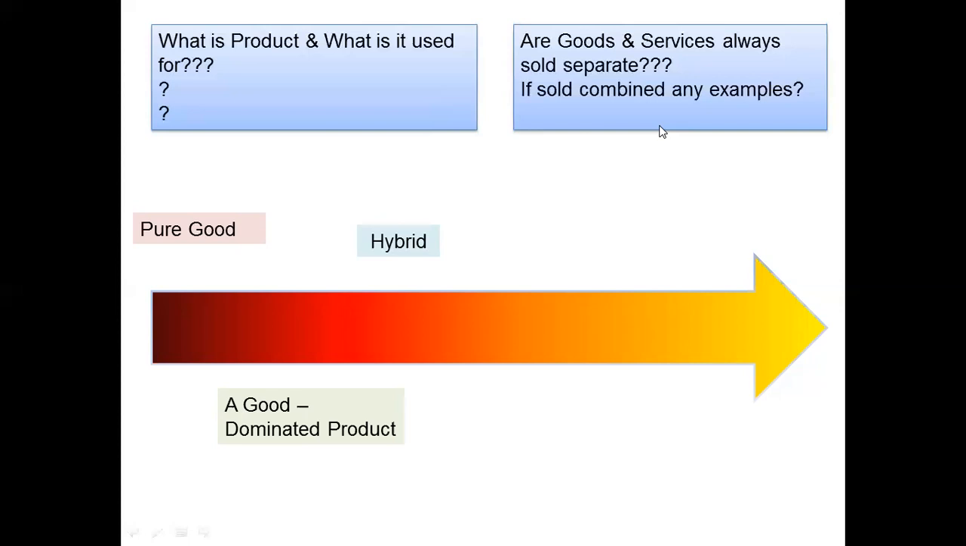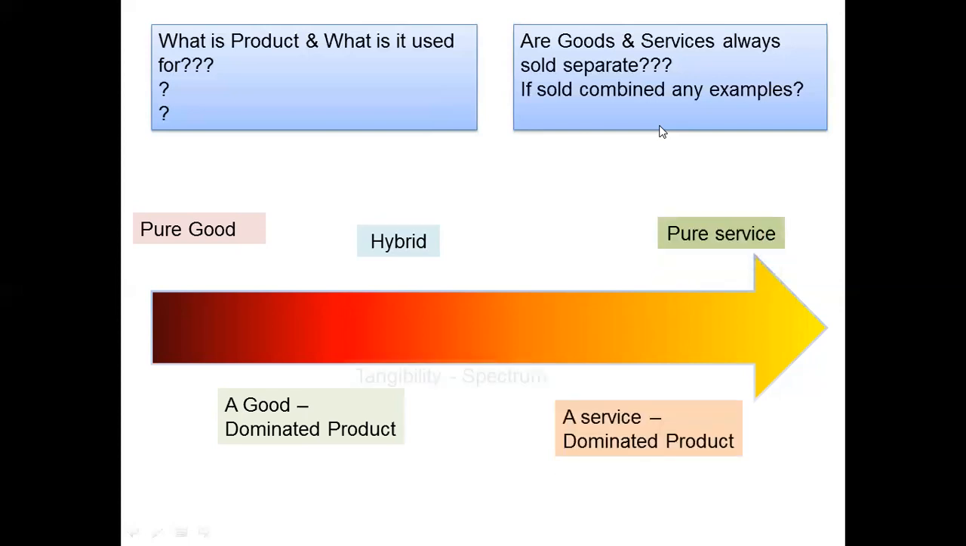This is a product to service continuum, or we can call it the tangibility spectrum. Tangible, a product that we can touch with our hands. For example, a cell phone. If you go to a supermarket and you buy a cell phone, you make a payment and get a product that you can touch. That is a pure good.